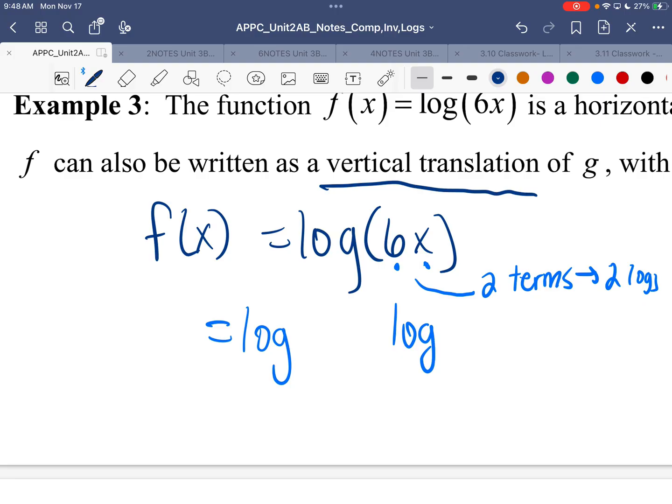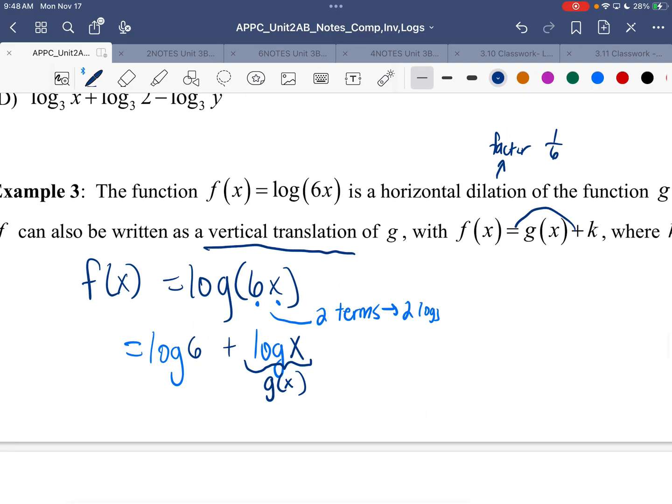Marielle, what's going to go in the first log? She could have said either one. I would have said okay. And then the second log would have been x. This log x is g. This is like what's translating.